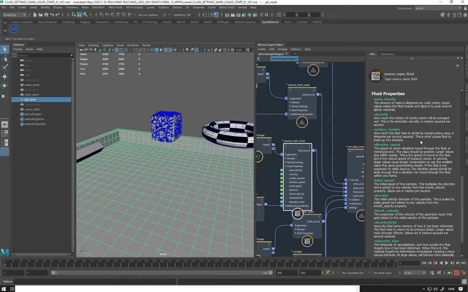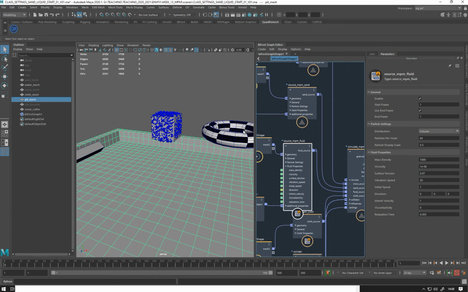Yeah, so it's how much the liquid tries to shrink the overall surface size. This is what causes fluid to bead into droplets. So we won't see that one unless we really cranked up the resolution, and it will take ages to sim. This viscosity has got this going on, which when I first opened this up and looked at that, I went, I have no idea what that is. So I had to Google it.